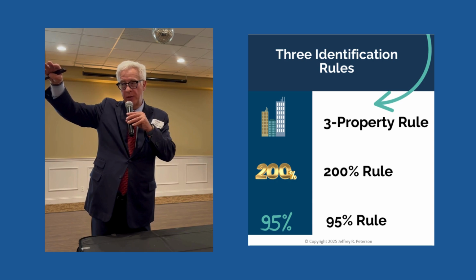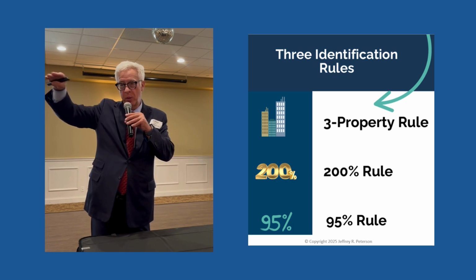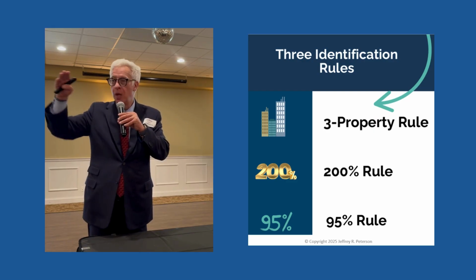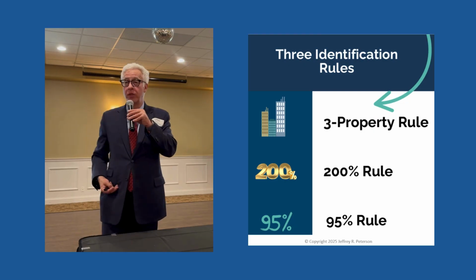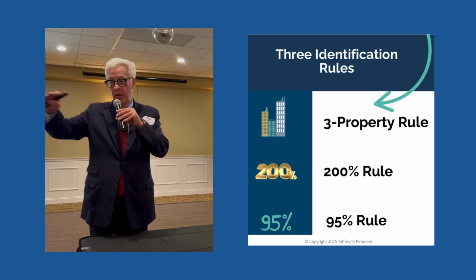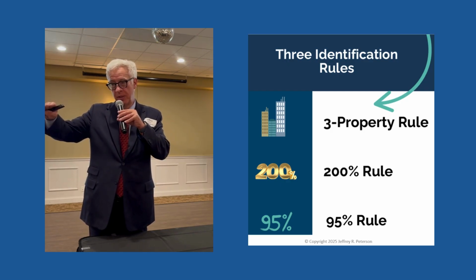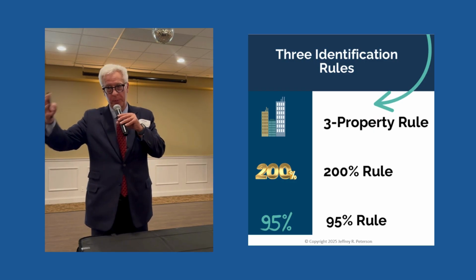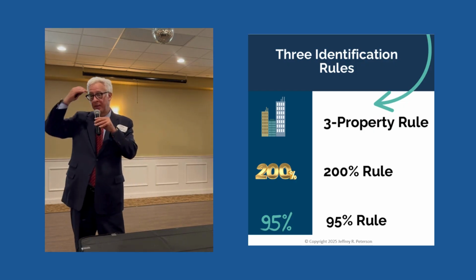Would you rather identify under the 3 property rule or the 200% rule? You'll have to figure it out. What if I change the facts and say you only sold for $100,000? Using the 200% rule, you're now capped at $200,000. Would you rather use the 3 property rule or the 200% rule? You have to think about it. But probably the 3 property rule is better.